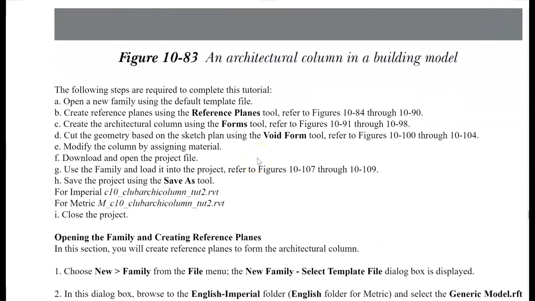The following steps are required for this tutorial. You're going to open a new family with that file. You're going to create reference planes using the reference planes tools. You're going to create the architectural column using the forms tool. And we're going to cut geometry based on a plan using a form tool. We're going to modify the column by assigning material, which will give it, we'll use marble today, and we will download and open the project file. And finally, we will have a column and a very good, solid project for today.